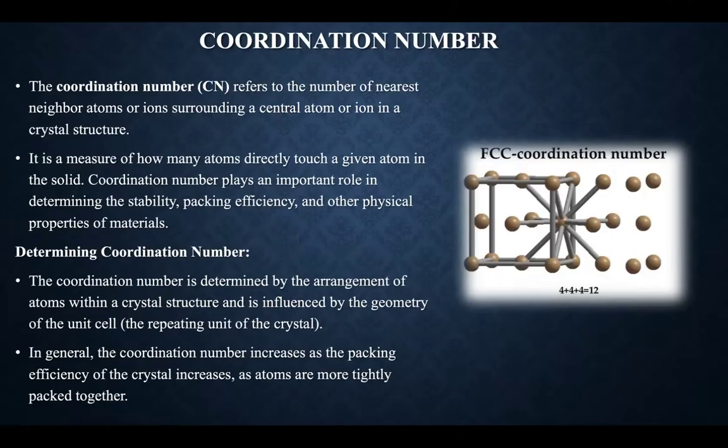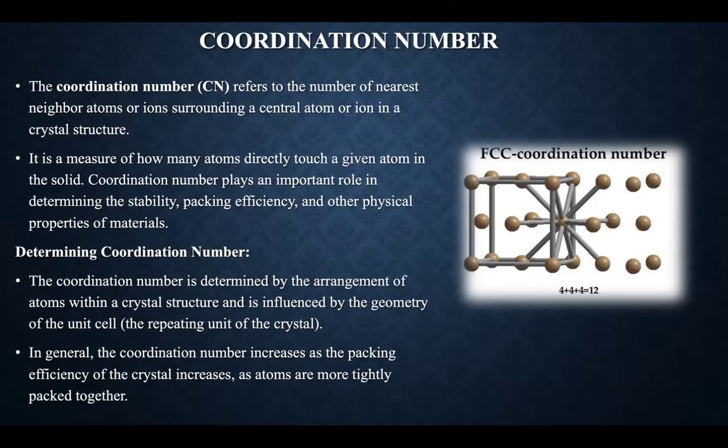Now we'll move on to coordination number. Coordination number refers to the number of nearest neighbor atoms or ions surrounding a central atom or ion in a crystal structure. It is a measure of how many atoms directly touch a given atom in the solid. In the previous slides, we have seen the crystal arrangements. Each crystal has a different and unique arrangement, and in that, different atoms will have connections with many other atoms. This will be explained by this coordination number. It is a measure of how many atoms directly touch a given atom, as I said earlier.